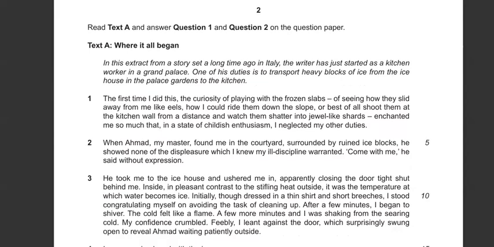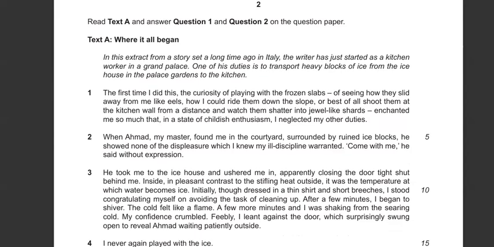And the particular background that has been given to you says that in this extract from a story set a long time ago in Italy, the writer has just started as a kitchen worker in a grand palace. One of his duties is to transport heavy blocks of ice from the ice house in the palace gardens to the kitchen. So, this gives us a very clear understanding that the event took place somewhere in Italy. The main character, the narrator of the text, the writer of the text, has got a job, and his job included some sort of task.